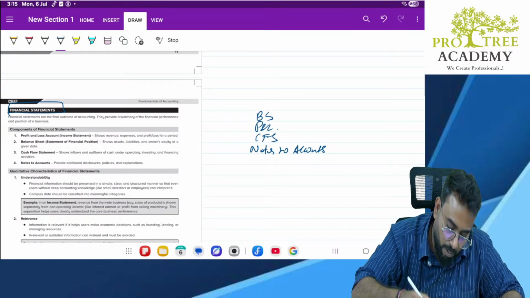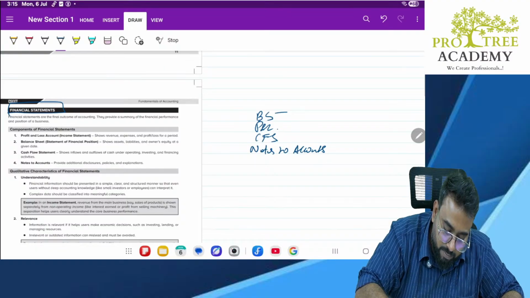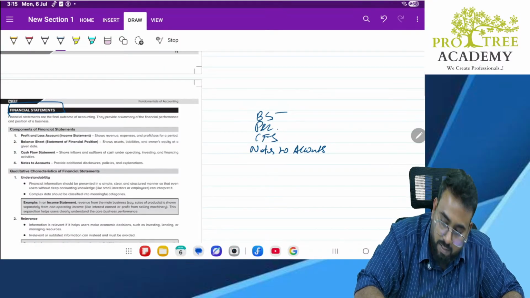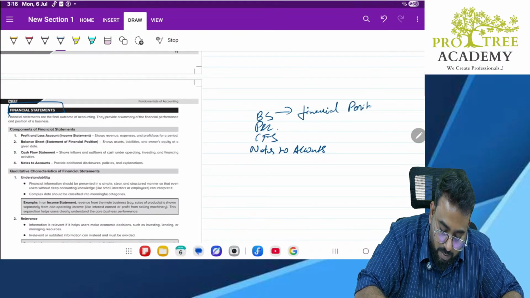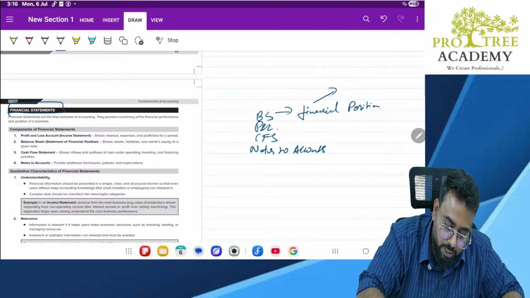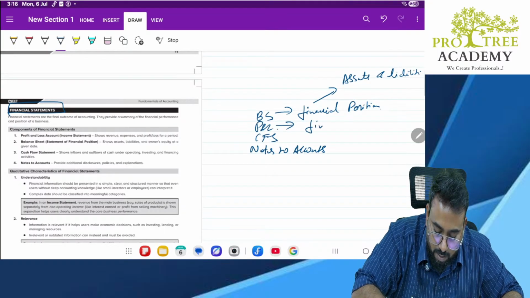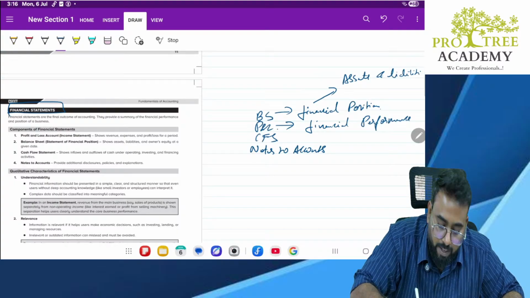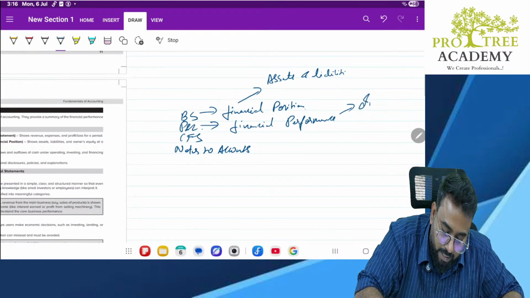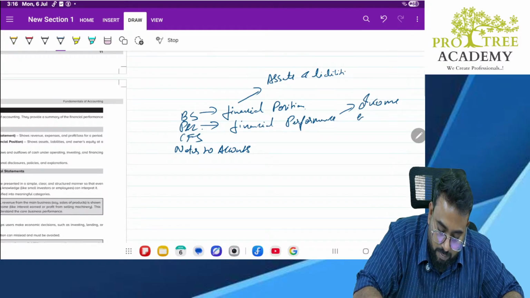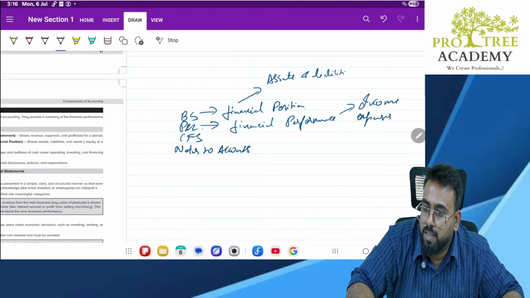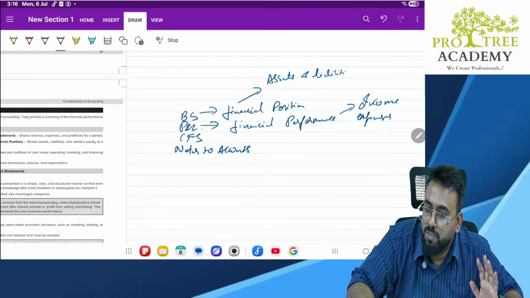Clear? So balance sheet is for what? Financial position. Why is it called financial position? Because we show all the assets and liabilities. P&L is called financial performance. Why performance? Because income and expenses are shown in the P&L. Marks card. Correct or no?